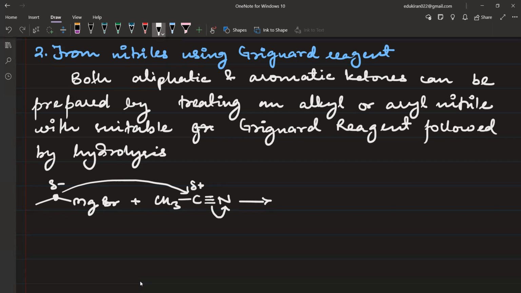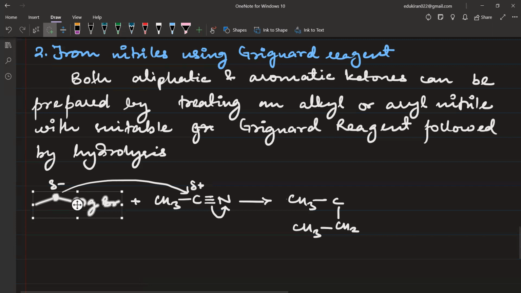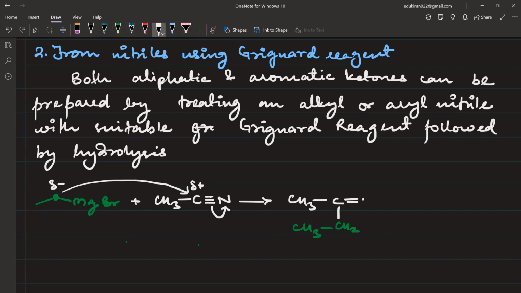We have CH3 carbon, and then CH2CH3. Please remember this CH2CH3. Wait a second, we'll make this green. So this CH3CH2 is coming from the Grignard reagent. And then we have double bond N and MgBr.